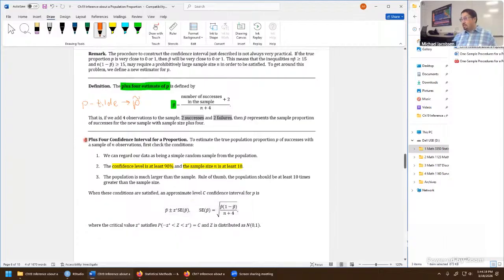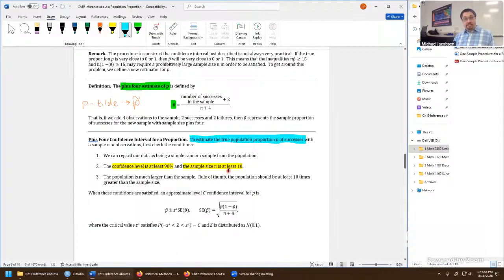So here's the new procedure. The +4 confidence interval for a proportion is going to estimate the true proportion P of successes with a confidence interval. First, we have to have a simple random sample, same condition as before, but there's a major change on condition 2. This is only effective if the confidence level is at least 90%, but that's a normal assumption. It's weird and inappropriate in most contexts to give an 80% confidence interval, for example. 90% is considered to be, in statistical analysis, a lower bound for a confidence interval.